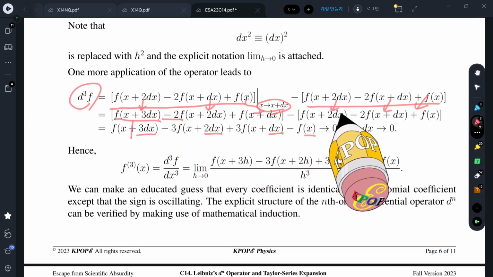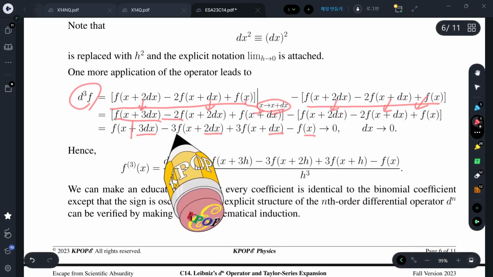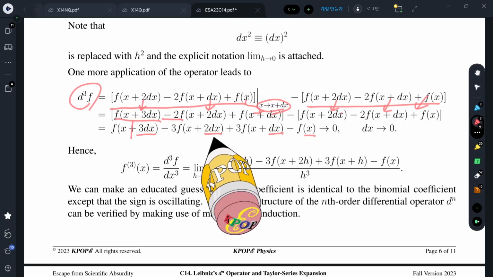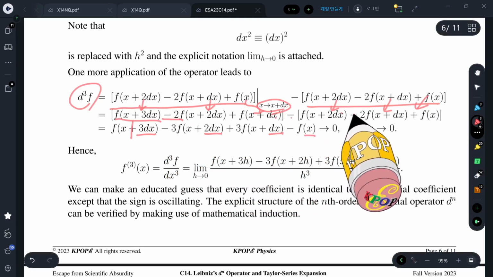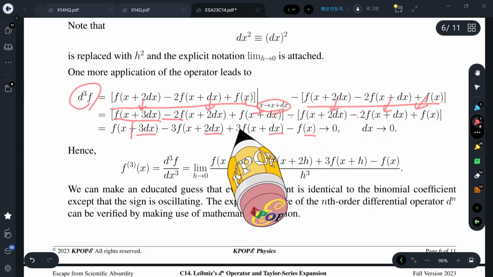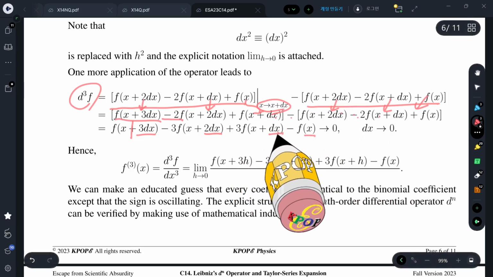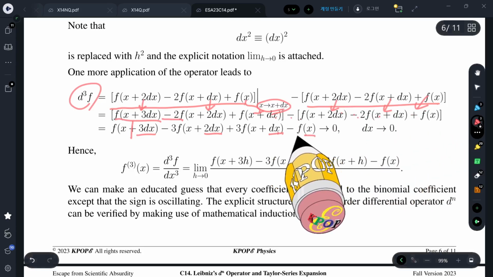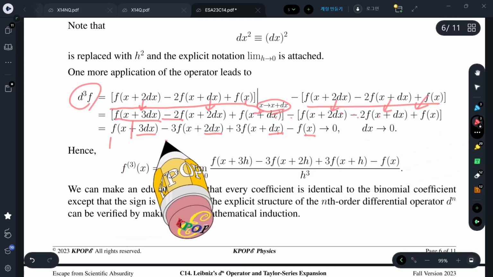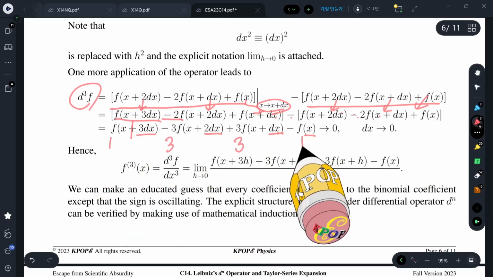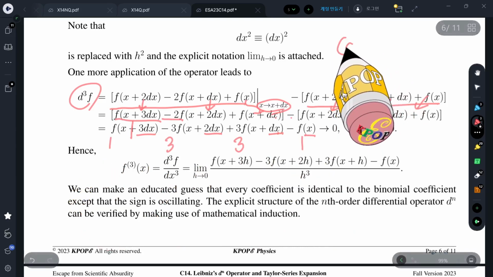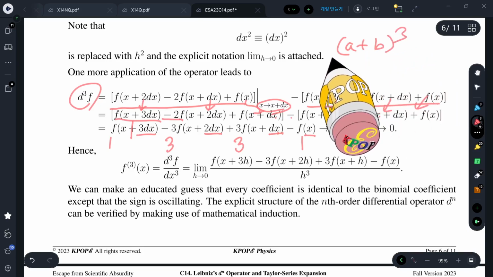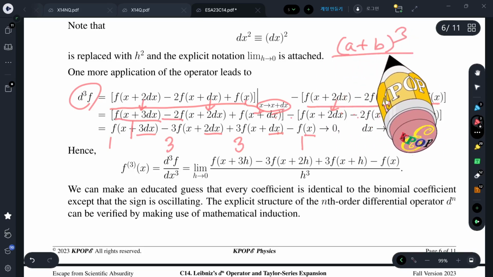Again minus. Sum them all. Minus 3, 2. And then plus 1 and minus plus 2. So we have a 3, 1. And then finally subtracted by f of x. Again, what I find is 1, 3, 3, 1. That is a plus bq, coefficients of a plus bq.